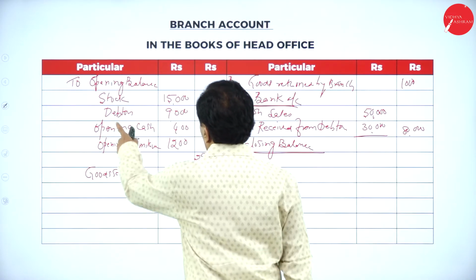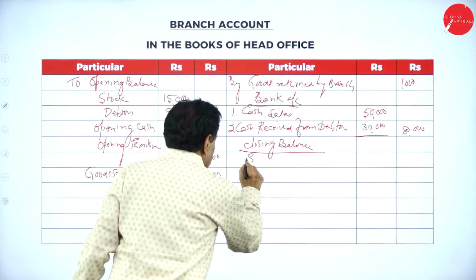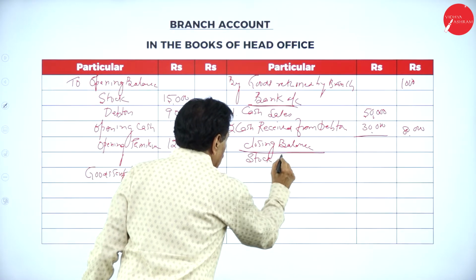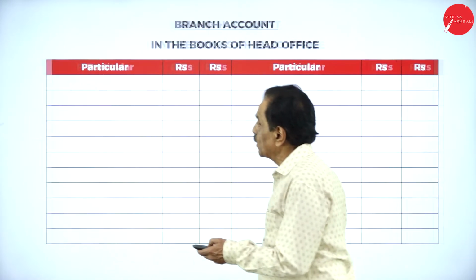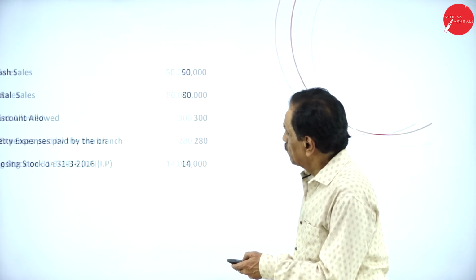Here, opening stock, here closing stock. Closing. What's your closing stock? See the question. Closing stock 14,000.